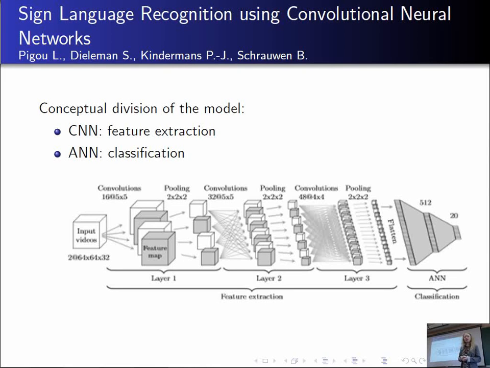What was interesting in their paper is that they divided their approach into two parts. The first one is the convolutional neural network that was used for feature extraction, and then they applied a basic artificial neural network for classification. So it's the same approach as previously explained, but conceptually they divided the network into parts. It's the same. They just finish with fully connected layers as in the LeNet-5 network.